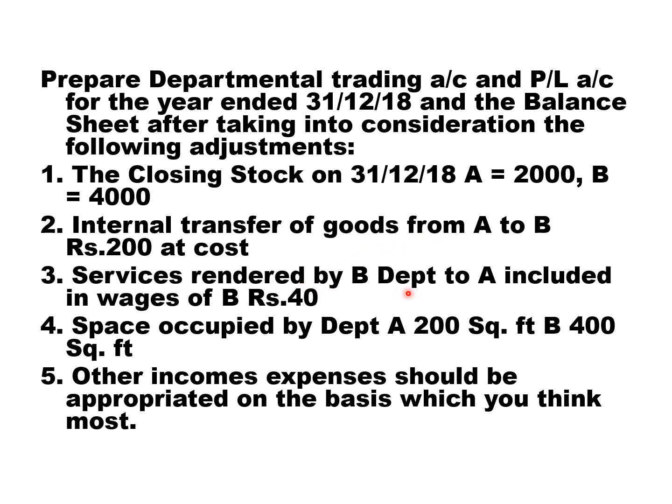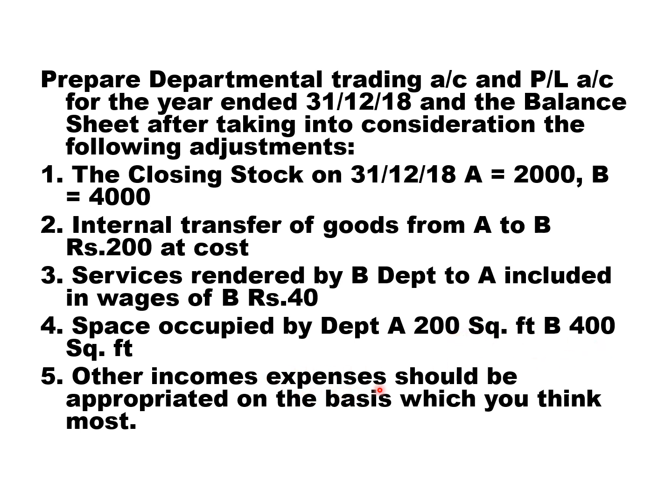Services rendered by department B to A included in wages, rupees 40. So 40 is a service given by B to A. B is the giver, A is the receiver. So for B it will be credit, for A it will be debit. Space occupied by department A 200 square feet and B 400 square feet. This information will help you distribute the rent 1:2. That is, 2 ones are 2, 2 twos are 4. So rent should be distributed in 1:2.